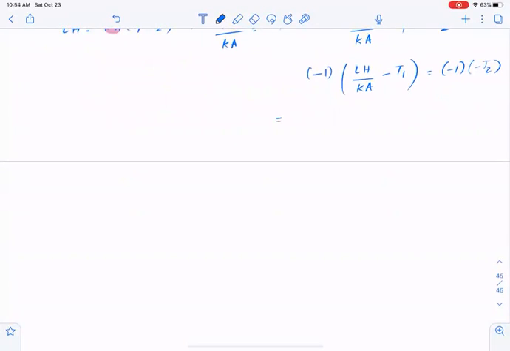So I'll end up getting minus LH over KA. -1 times minus T1 is plus T1. And -1 times minus T2 is T2. Therefore, the expression for T2 is T1 minus L times H over K times A.